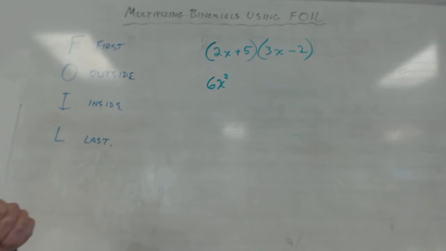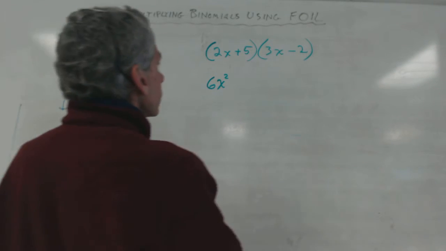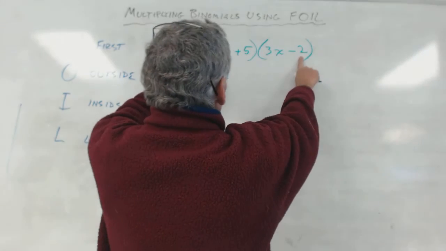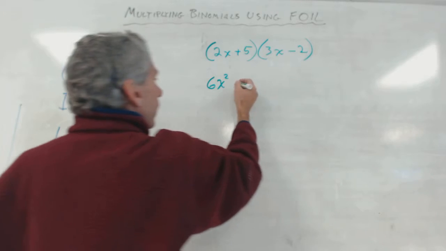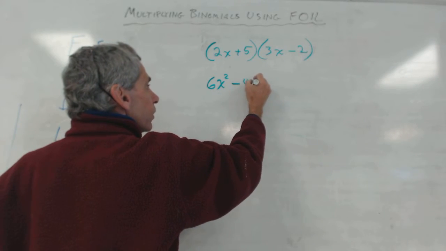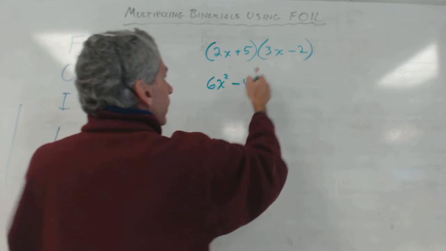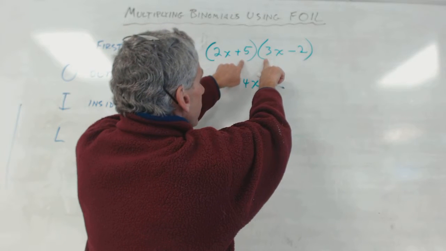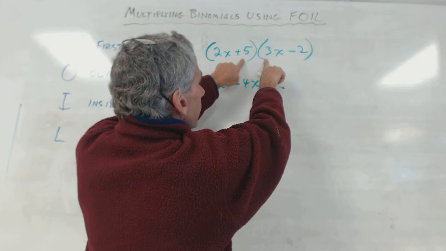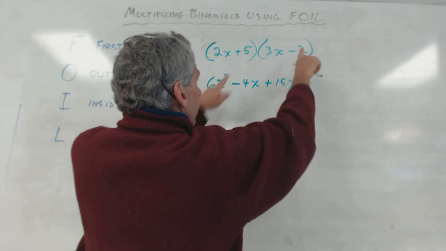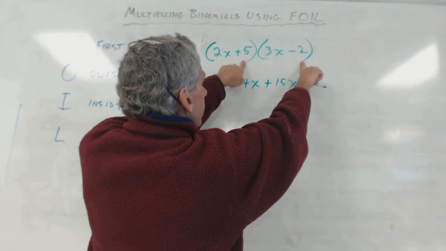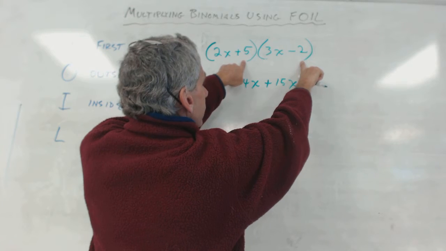What's the next one? Plus, 2x times negative 2, it'd be minus. All right, so 2x, my outside, 2x times negative 2, negative 4x. Negative 4x. Plus, and then inside, plus 15x. Okay, and the last, minus 10.